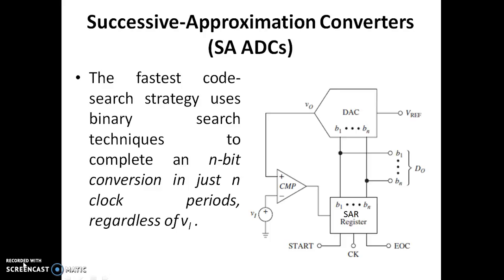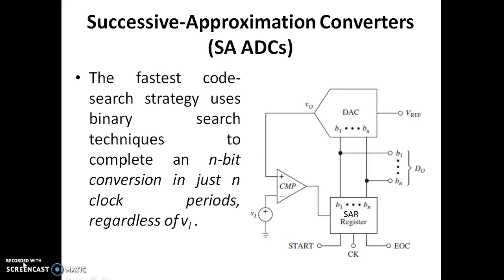The fastest code search strategy uses a binary search technique to complete an n-bit conversion in just n clock periods. So now you can see analog to digital conversion is nothing but searching for an equivalent digital code for a given analog input voltage.